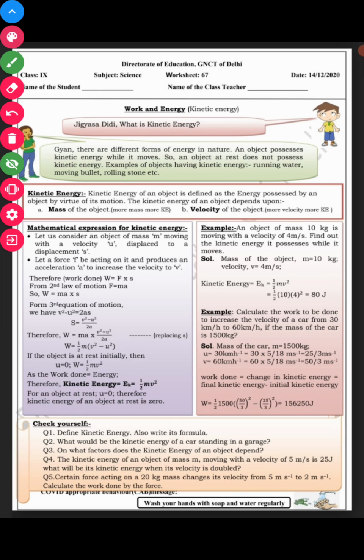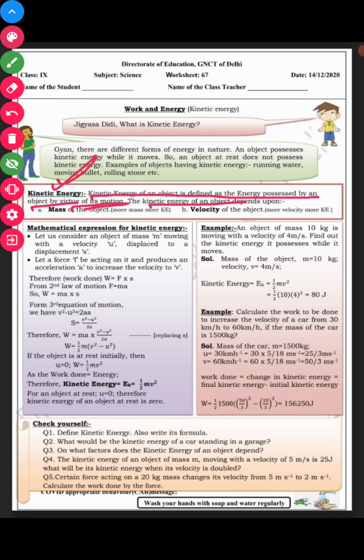Examples of objects having kinetic energy are running water, like in a river, a moving bullet, a rolling stone, and moving wind. They all possess kinetic energy. So what is the definition of kinetic energy? Kinetic energy of an object is defined as the energy possessed by an object due to its motion. Whenever the object is in motion, it possesses an energy which is called kinetic energy.